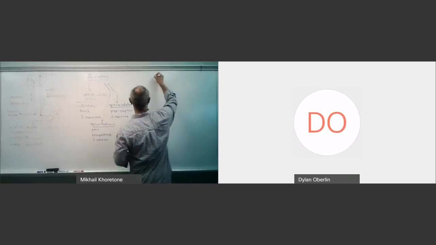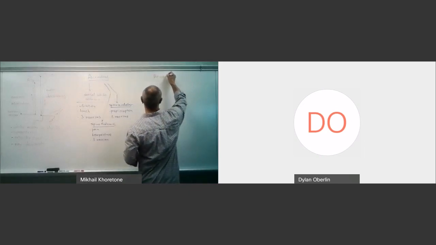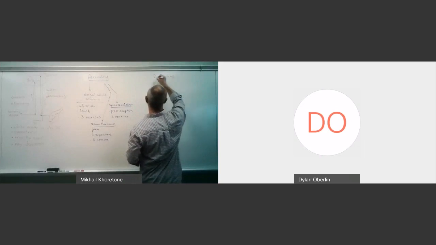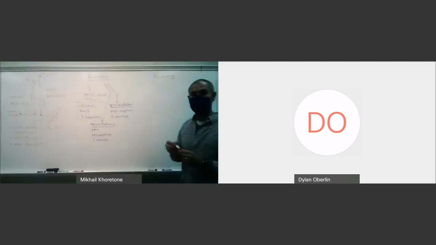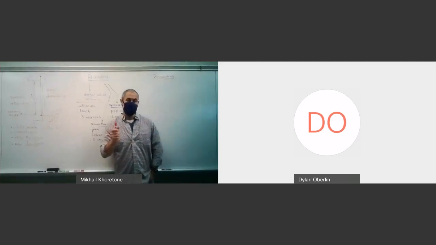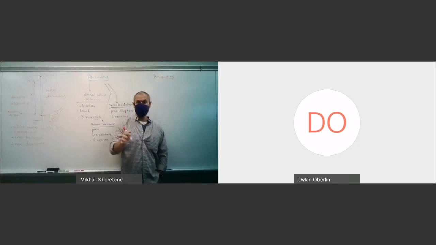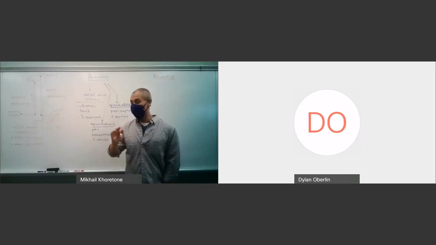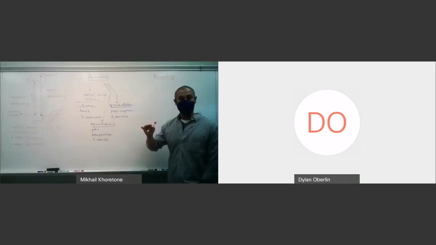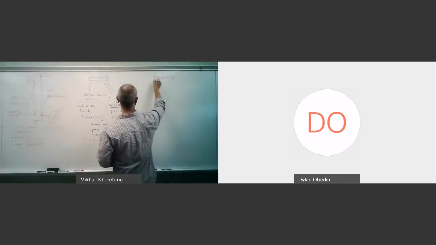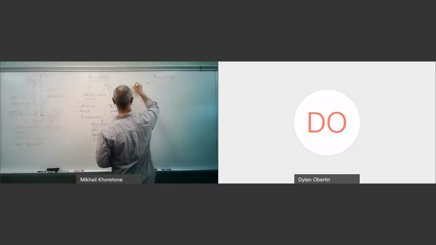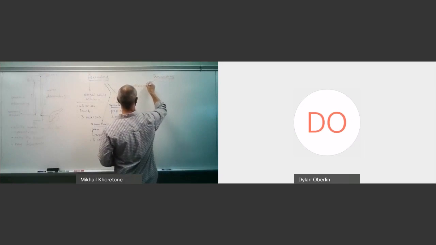Now, descending pathways. Okay, so for the descending pathways, here's what we're going to do. I'm going to describe pathways that you must know, okay? And then we're going to have some talk about these pathways, about some general features of skeletal motor pathways. So we're going to start with the corticospinal pathway.